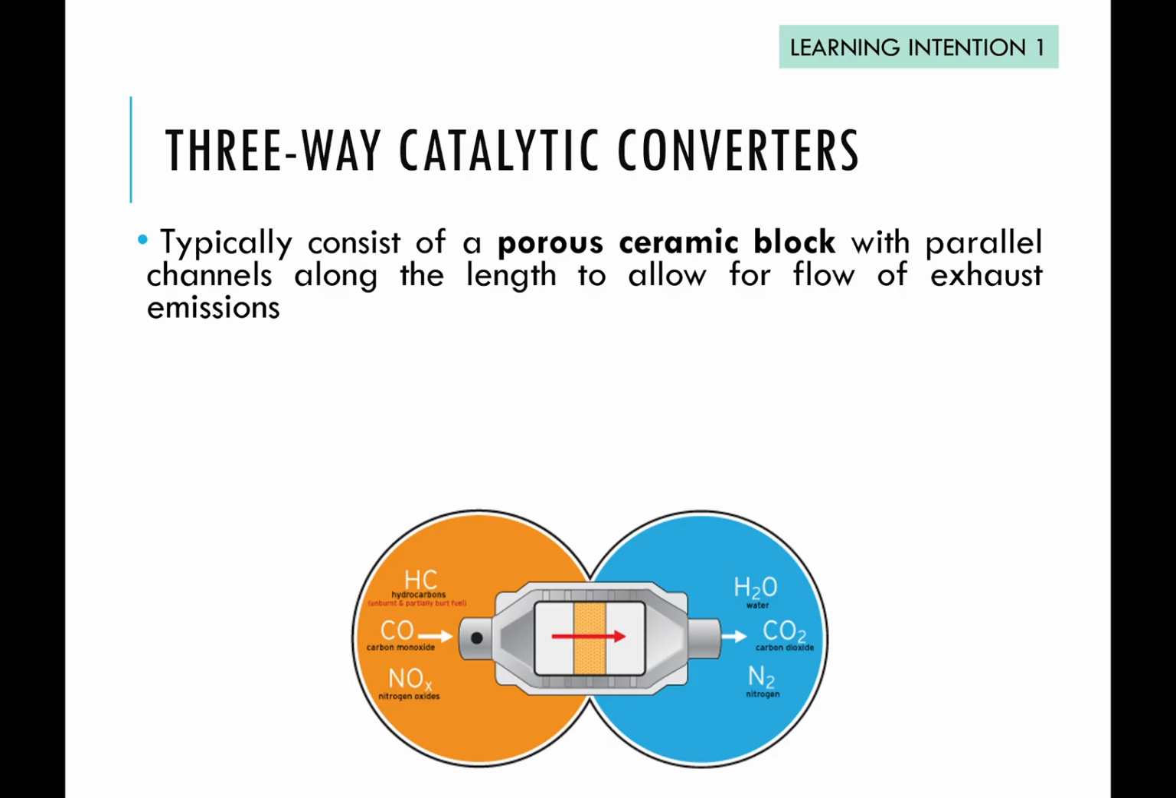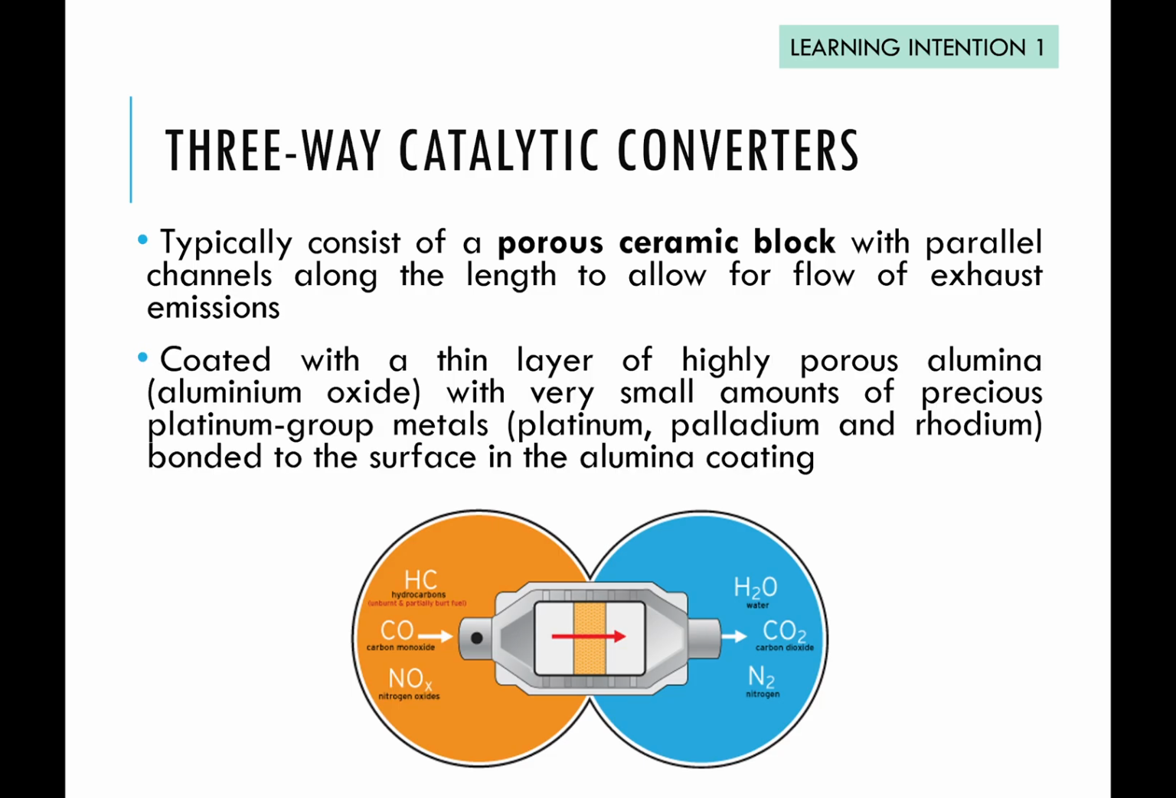So there are different types of catalytic converters. The most common one is a three-way catalytic converter, and it typically consists of porous ceramic blocks. When we talk about something being porous, what I mean by that is it has holes. If something's porous like pumice, it often has holes, large surface areas, and often has lower densities. So they have channels which are long in length that allow the flow of emissions to travel through these porous areas.